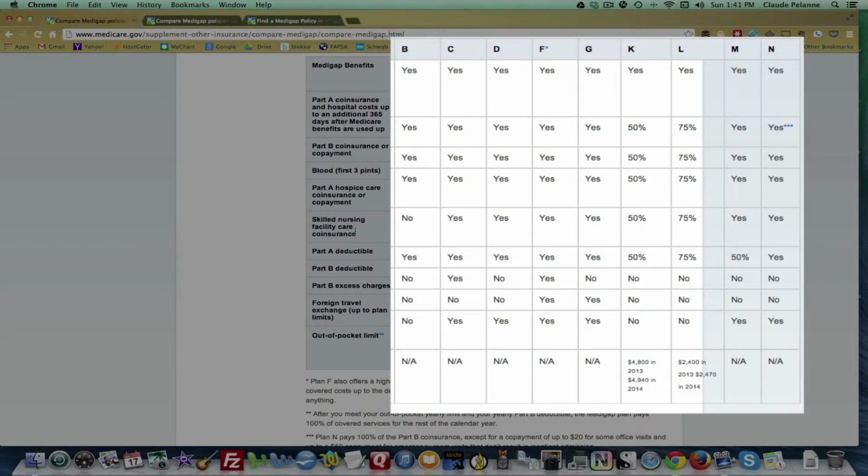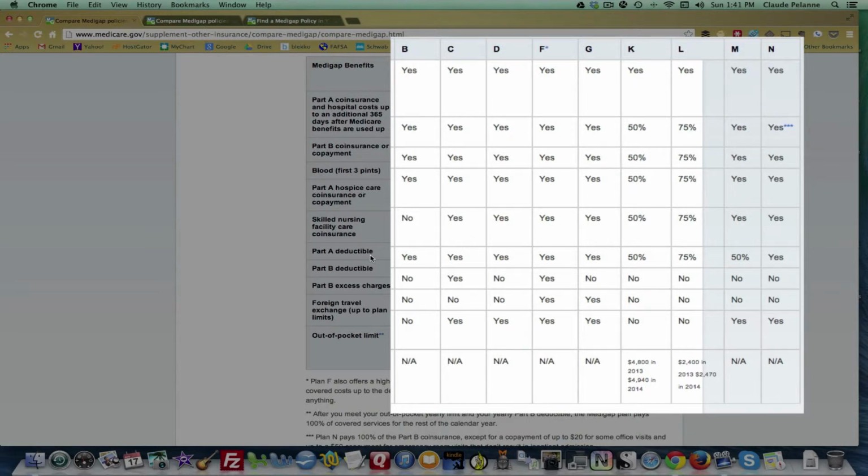Skilled nursing is where you start seeing some difference. Part B will not pay for skilled nursing. Now remember, skilled nursing can be a lot of money. But the rest of the plans, C through N, will pay for skilled nursing. Again, K pays for 50% of it, L pays for 75% of it, so that leaves you on the hook for half or quarter, depending on which plan you would pick.